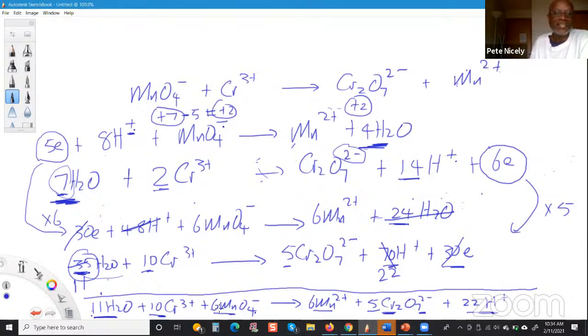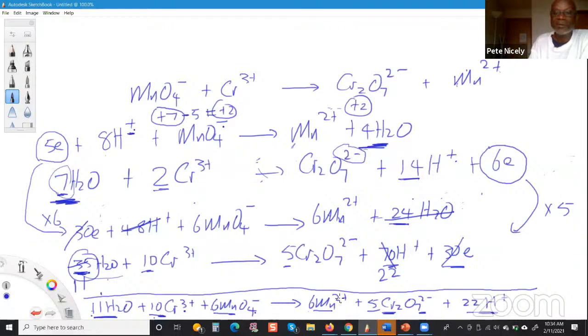And then we look at the charges. So here we have a total of 10 times plus 3, 30 charges, minus 6. So that gives you a total of 24 plus charges. And then let's see what we have here. We have 6 times 2, 12 plus charges, minus 10, plus 22.